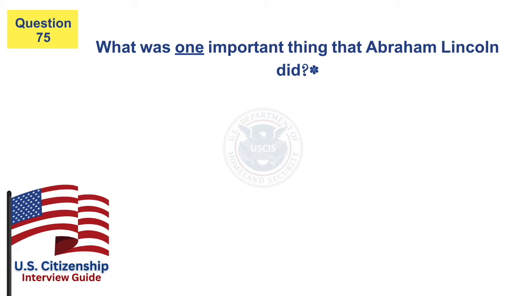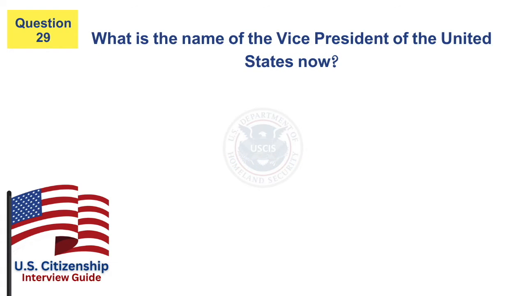What was one important thing that Abraham Lincoln did? Freed the slaves. What is the name of the Vice President of the United States now? J.D. Vance.